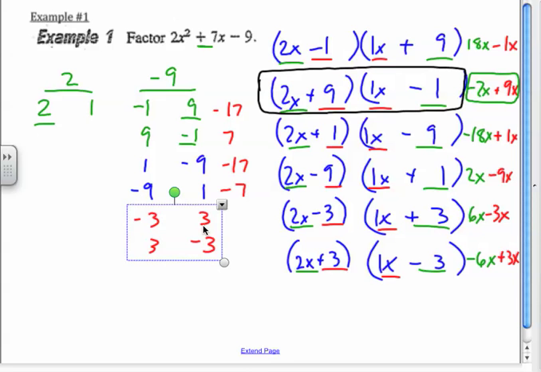2 times 3 gives me 6, and 1 times negative 3 gives me negative 3, so that's going to be negative 3 here. And I'm going to have to stop, guys. No, 2 times negative 3 is negative 6, and 3 is positive 3.